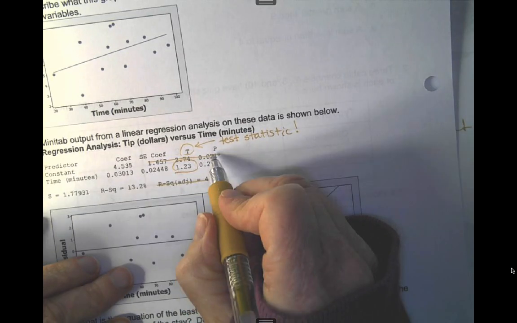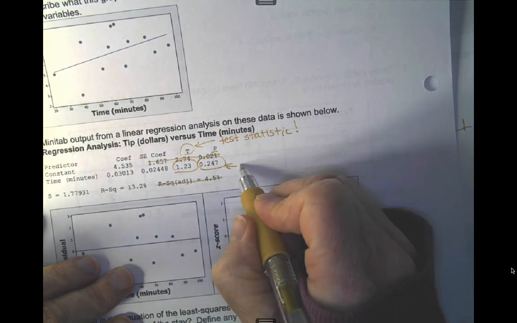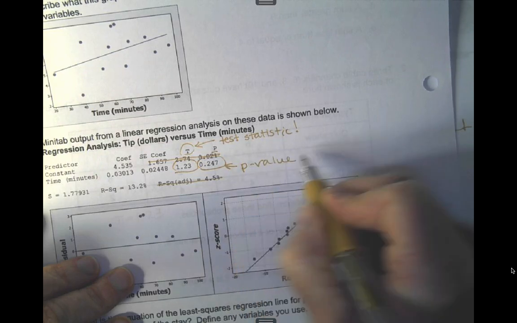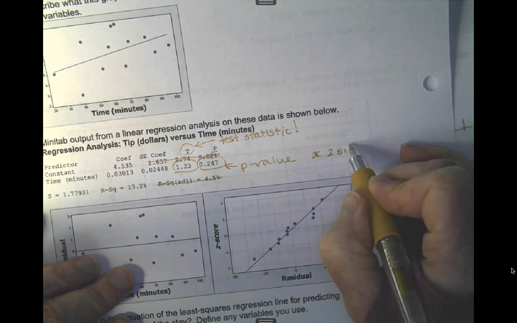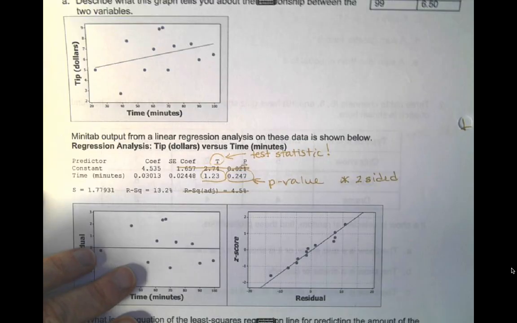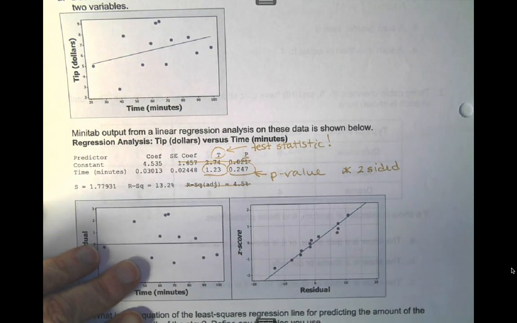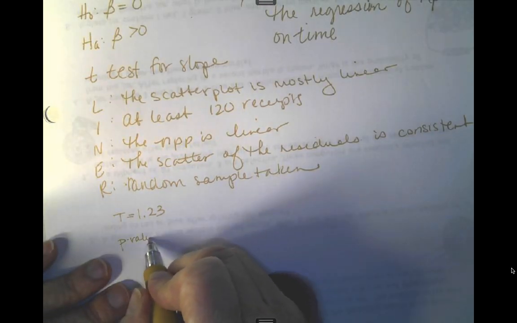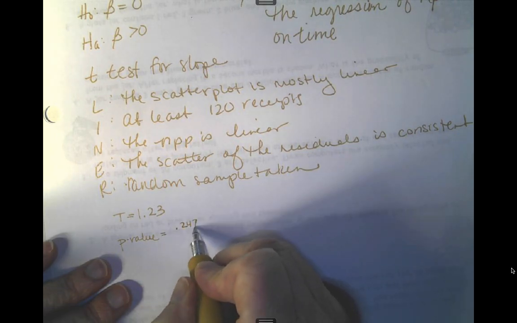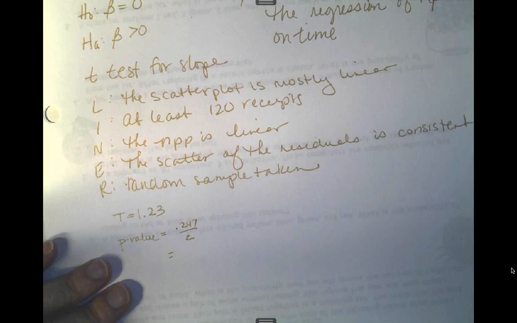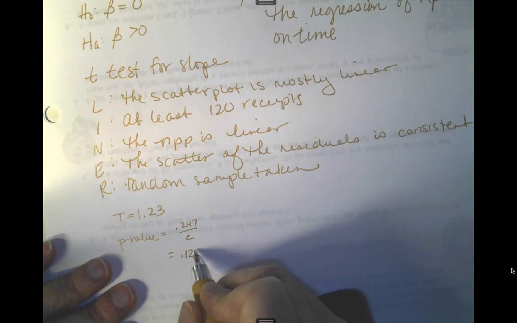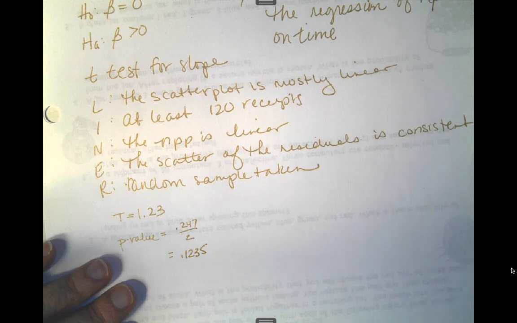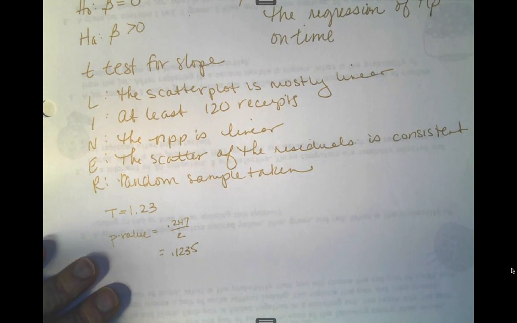The number right next to it, that P column, that is the p-value. The problem with this is that the default is that it is two-sided. So unless the problem says that it's not two-sided, you should always assume that it is the two-sided one. I do not want the two-sided p-value here. I only wanted one-sided. So to find the p-value, I would take that 0.2471 divided by 2, and I would get 0.1235, okay? So that's one way you could do that. So it's pretty straightforward.